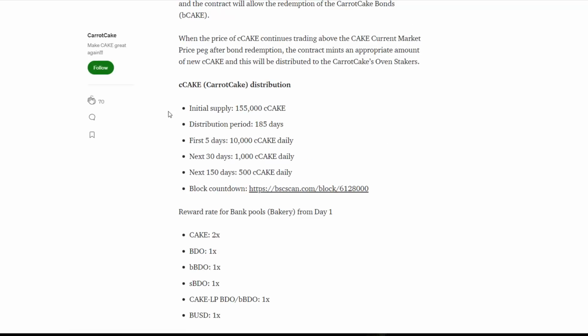Because it says here, see, this is the distribution period of 185 days. The first 5 days will be 10,000 daily. The next 30 days will only be 1,000 daily. And then the next 150 days will only be 500 daily. So it's going to slow down. Hopefully this should stabilize it and make the coin more stable.